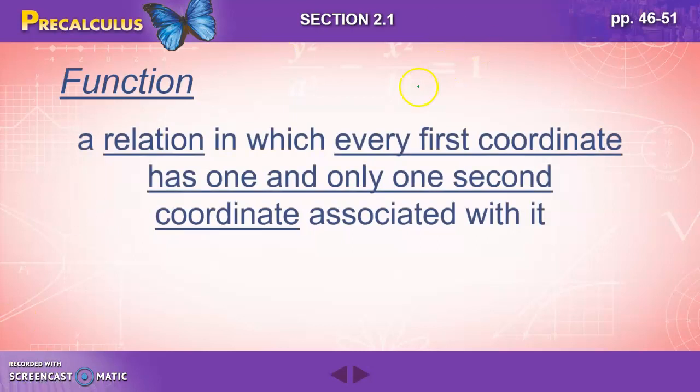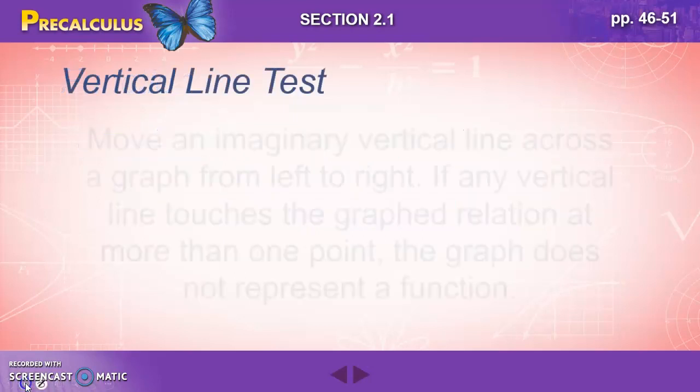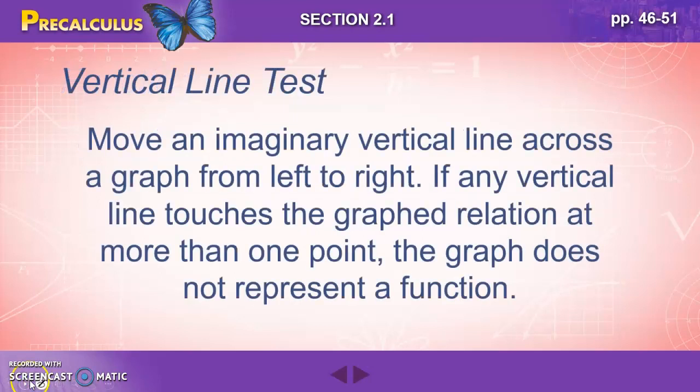A function is a relation in which every first coordinate, which is x, has one and only one second coordinate, y, associated with it. So for each x, there is only one y that it could be, and that is a function relation. We can use a vertical line test to go over a function that's already been graphed to determine whether or not it is a function. We can move an imaginary vertical line across a graph from left to right. If any vertical line touches the graphed relation at more than one point, the graph does not represent a function.